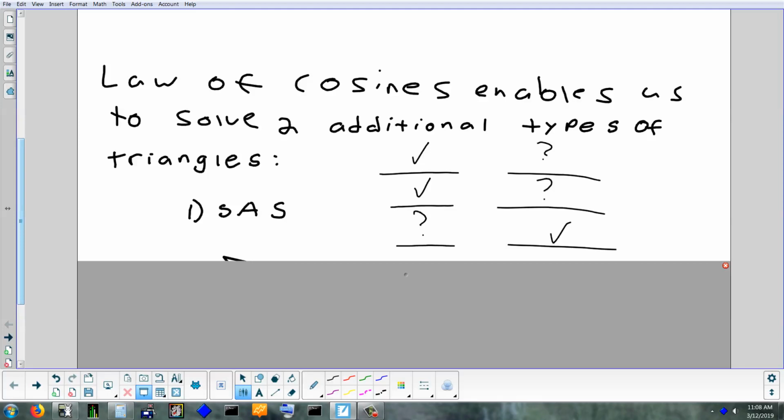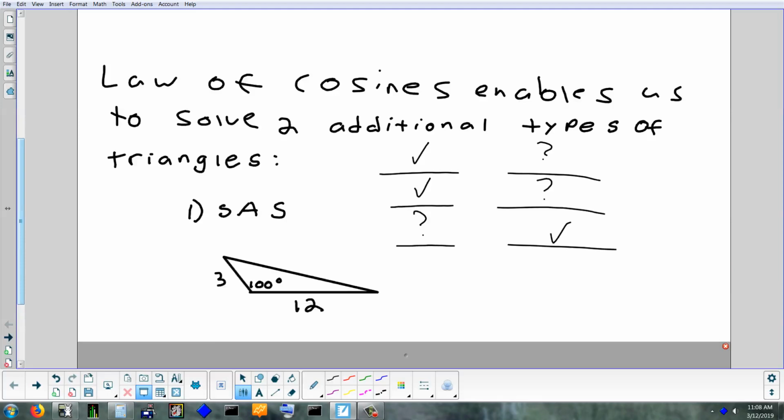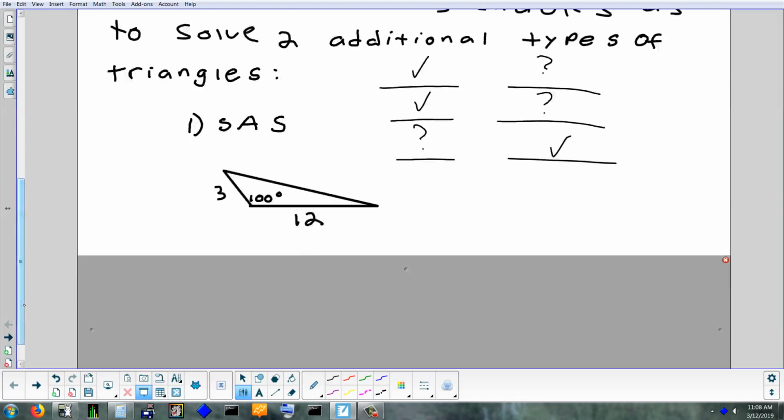If you try row 1 and row 3, it still doesn't work because you're missing 2 things. You can't be missing 2 things at the same time. All right. So that's an example of side, angle, side. What makes it side, angle, side is you know 2 sides, but the angle that you know is in between the 2 sides. It's where the 2 sides meet. So that's one way we wouldn't be able to solve with law of sines.